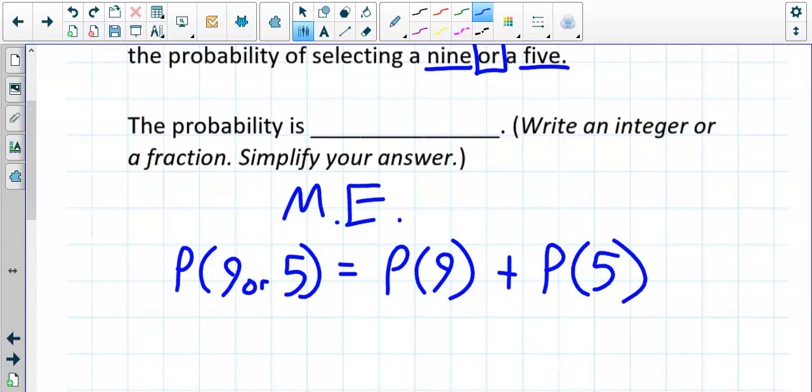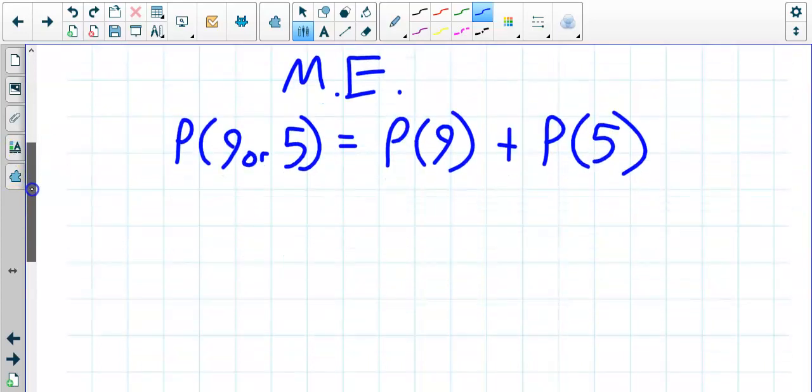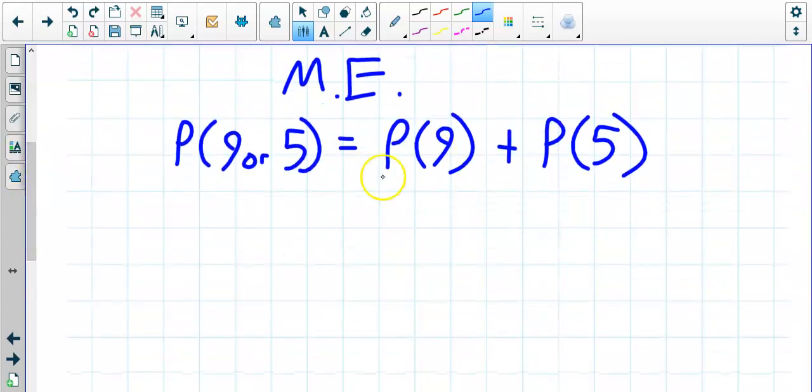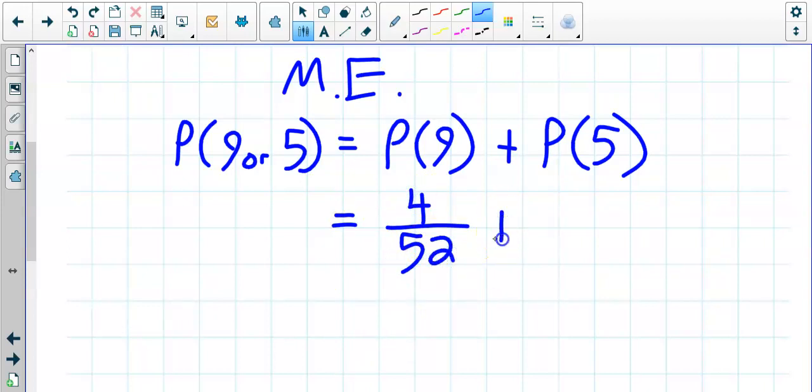Find the probabilities separately and add them. So, what's the probability of being a 9? Well, how many cards are 9? There are 4 out of 52. What's the probability of being a 5? Well, how many cards are a 5? There are 4 out of 52.